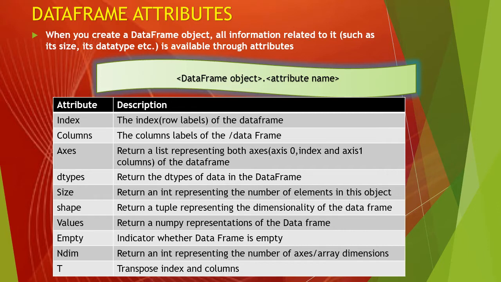Values returns the values of the data frame, and empty indicates whether the data frame is empty or not. And ndim returns the number of axes. It is always 2 in pandas data frame objects, because it contains two axes, rows and columns. And T, capital T, is transpose, that means swapping the rows and columns. Let's see one by one.